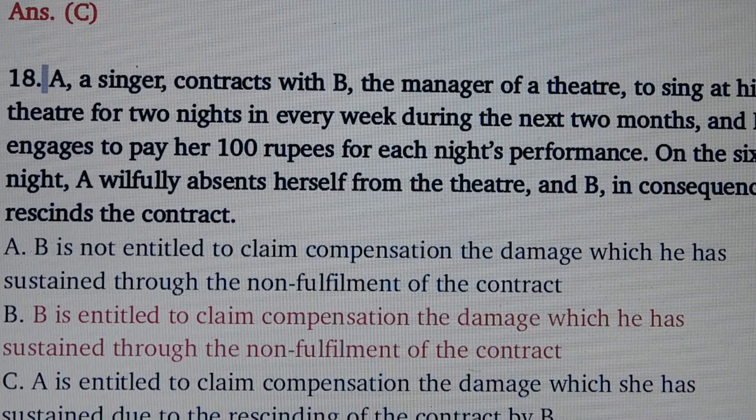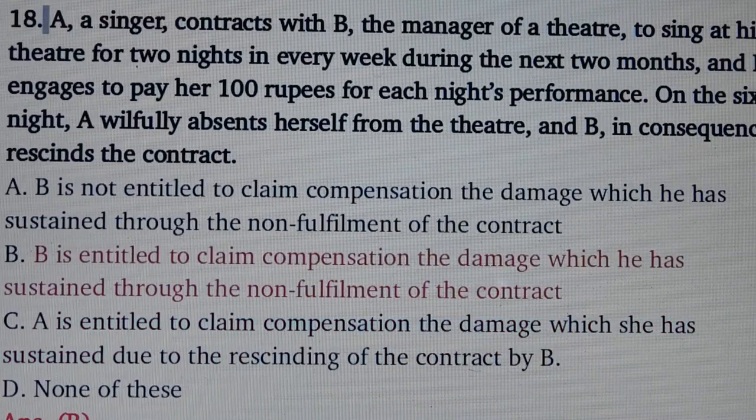Question number 18. A, a singer, contracts with B, the manager of a theatre, to sing at his theatre for 2 nights in every week during the next 2 months, and B engages to pay her 100 rupees for each night's performance. On the 6th night, A willfully absents herself from the theatre, and B in consequence rescinds the contract. Answer is option number B. B is entitled to claim compensation for the damage which he has sustained through the non-fulfillment of the contract.